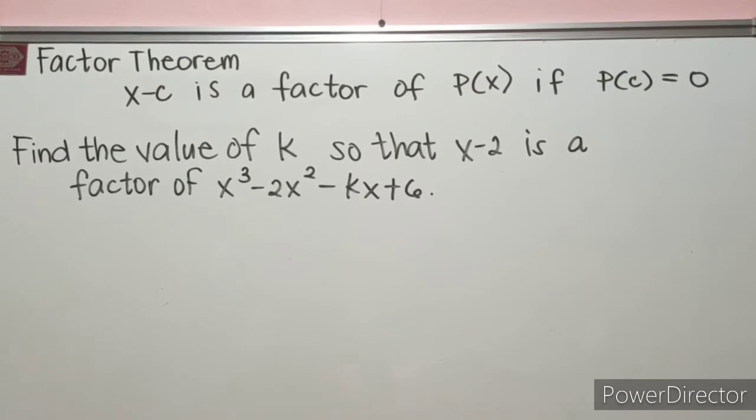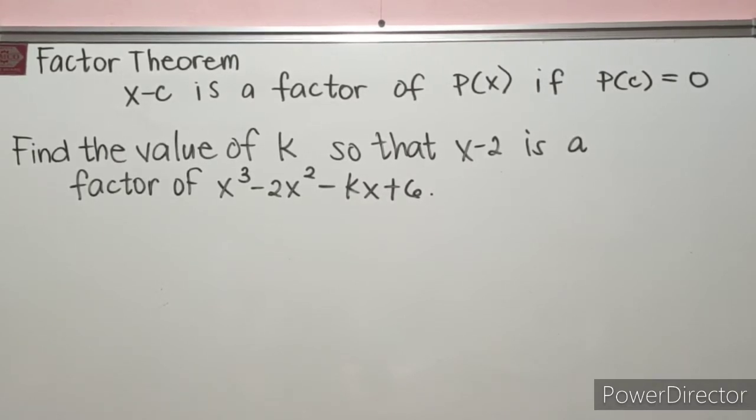Find the value of k so that x minus 2 is a factor of x cubed minus 2x squared minus kx plus 6. So this time you are asked to find for the value of k on our polynomial. So doon may k. At masasabi daw, para daw masabi natin that x minus 2 ay factor daw ng ating polynomial. So, factor ang ating divisor ng ating polynomial if and only if our remainder is 0.